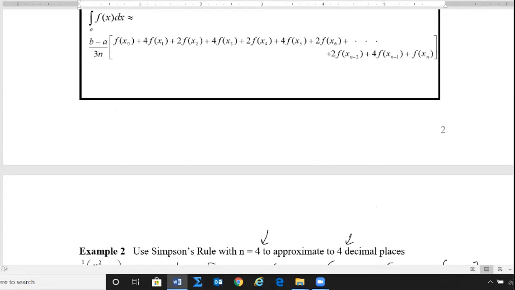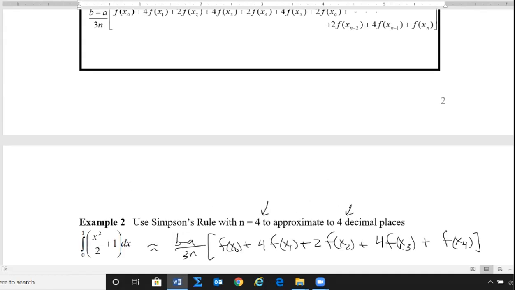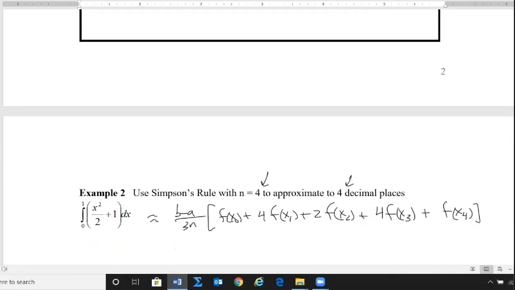All I did was use it here. I've got the 1, 4, 2, 4, 2, 4, 2, and then we end with a 1. So that's how we got it. You just alternate them until you reach the last one.